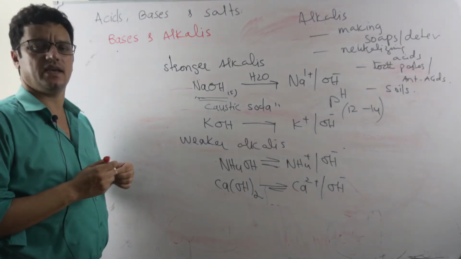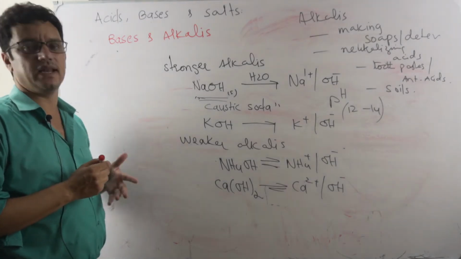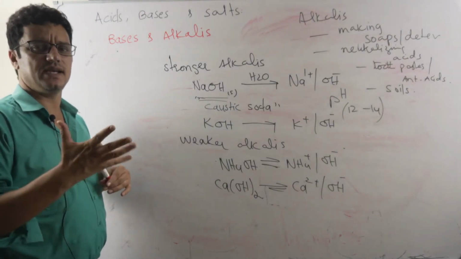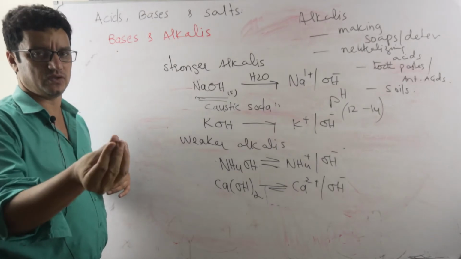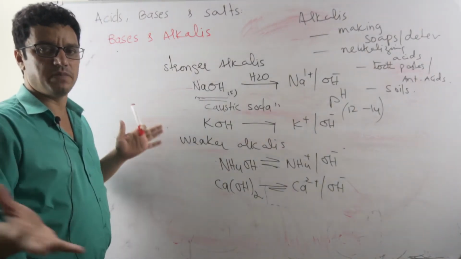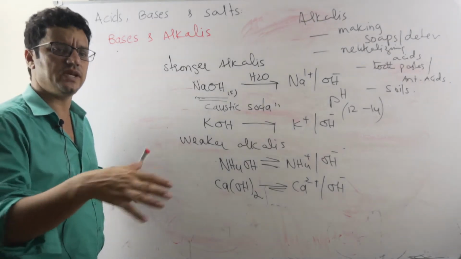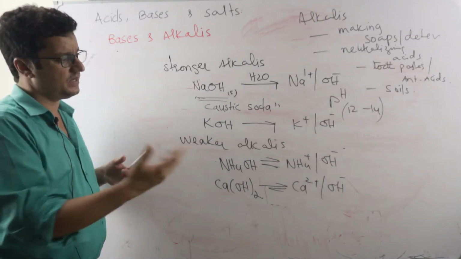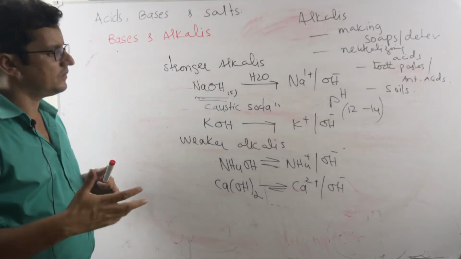So alkalis, just like acids, can also be stronger alkalis and weaker alkalis. As I said, acids are stronger if they release more hydrogen ions, they dissociate completely, and provide an ample amount of hydrogen ions. If they dissociate weakly and reversibly, there is a weaker hydrogen ion concentration, so weaker acids.